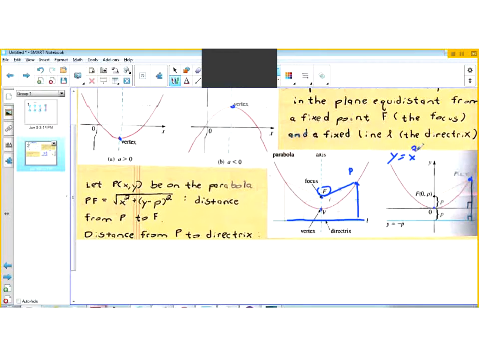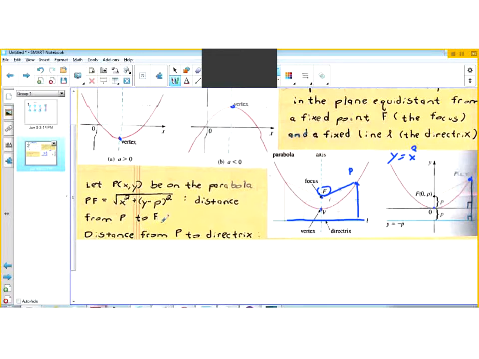So let's consider the case y equals x squared. All right. So the distance from the point to the focus would be the square root of the distance between the two abscissas squared, plus the square of the distance between the ordinate of P and the ordinate of the focus. Okay, and so this would be the distance from point P to the focus right here.